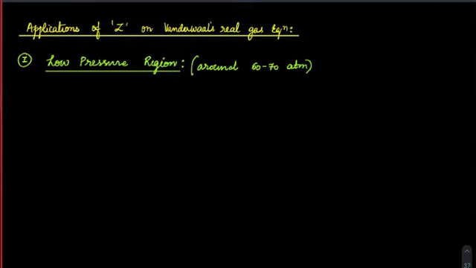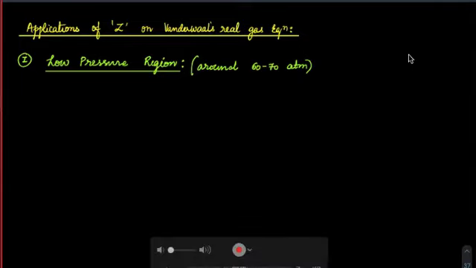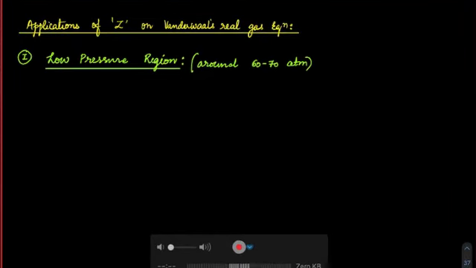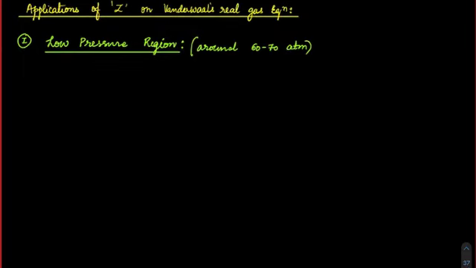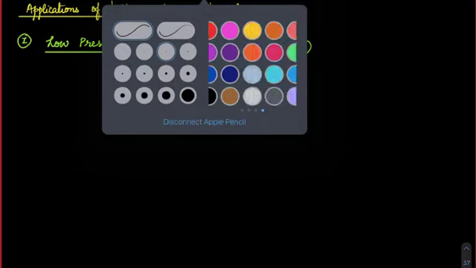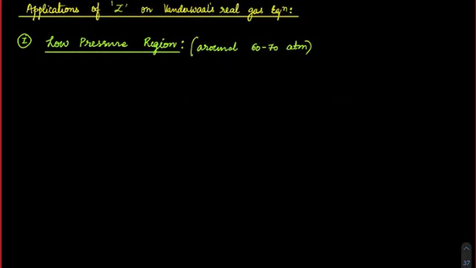What we'll study today is about the applications of the van der Waals real gas equation, and how these applications are going to help us understand real gases better. Normally what we have learned is that the real gas equation looks like this: (P + a n² / V²)(V − nb) = nRT. This is what we have learned.